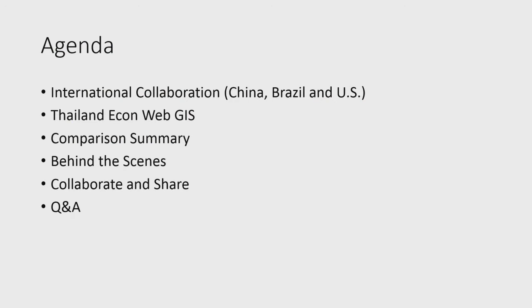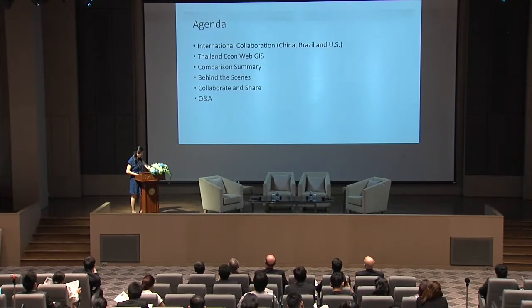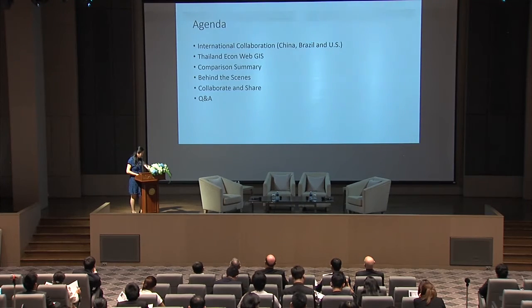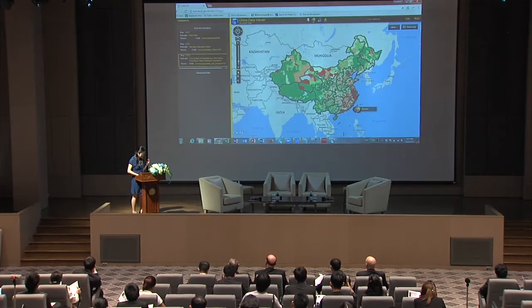So here's today's agenda. First is a brief introduction of our current collaboration, then the introduction of the Thailand Econ WebGIS system. The third part is a comparison of the Econ WebGIS system to other social science WebGIS websites. Then the data and the technology behind the scenes. Then the benefits of collaborating and sharing.